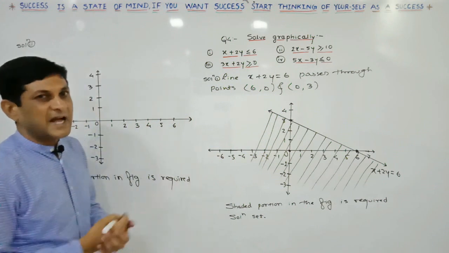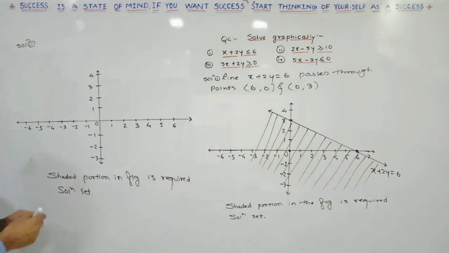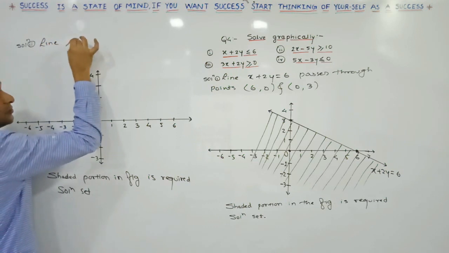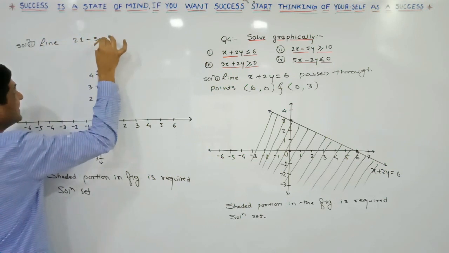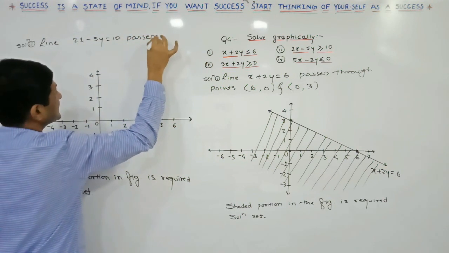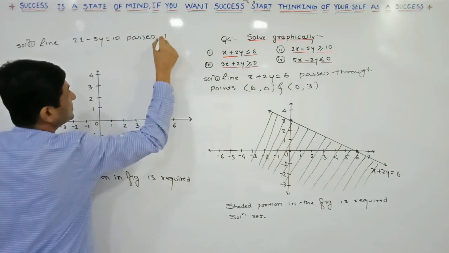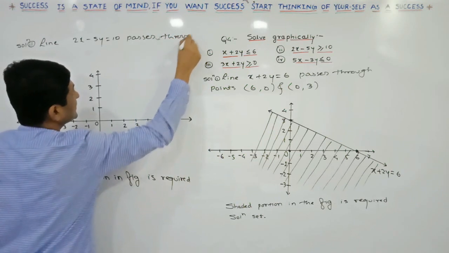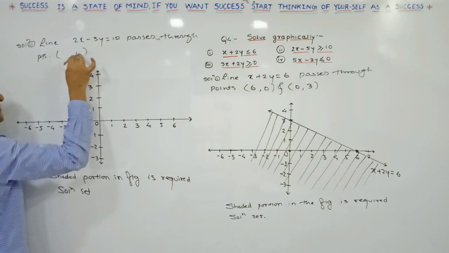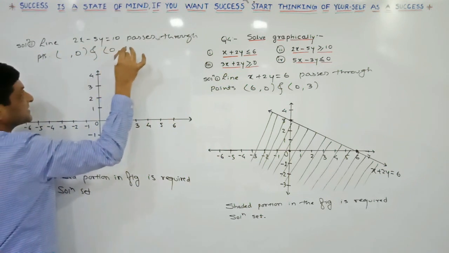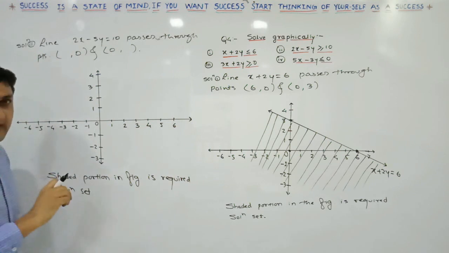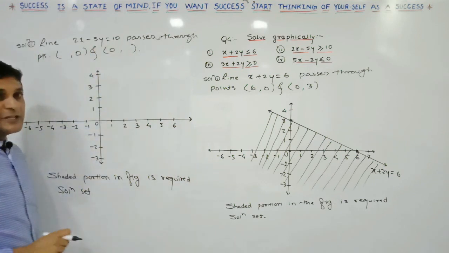Same method we are applying in the second example. In the next example, observe what the equation of the line is. Line 2x minus 5y is equal to 10 passes through two points. So to find the coordinates of the 2 points, first substitute y equal to 0, then substitute x equal to 0. Means first find the point on the x-axis and then find the point on what?